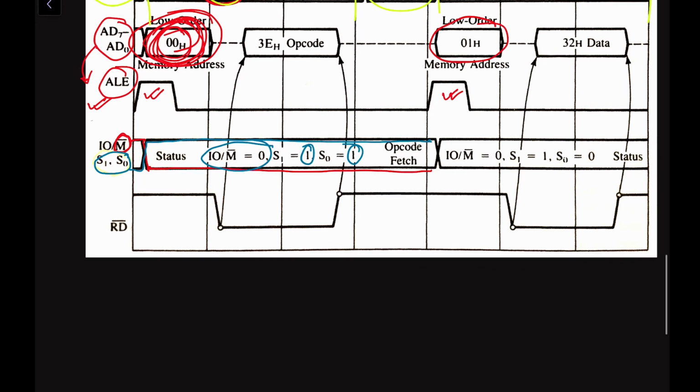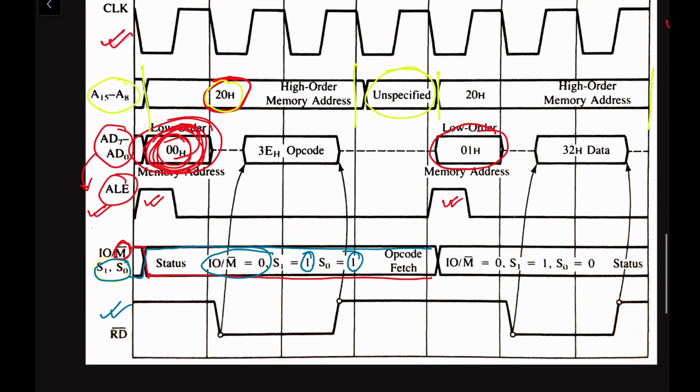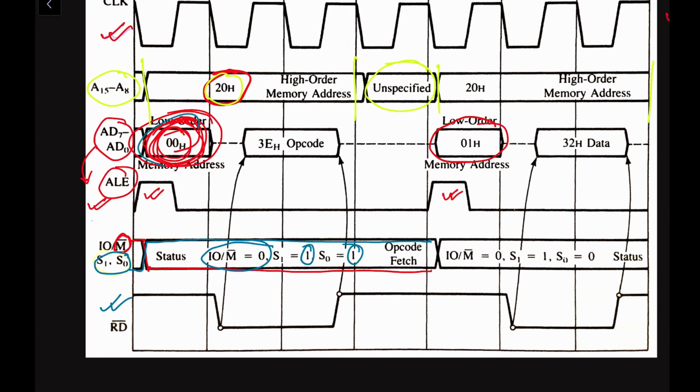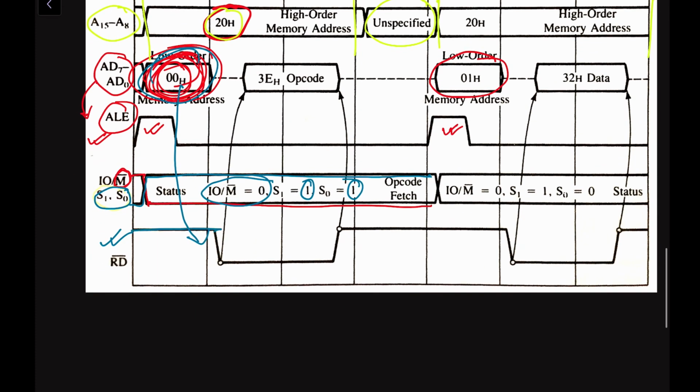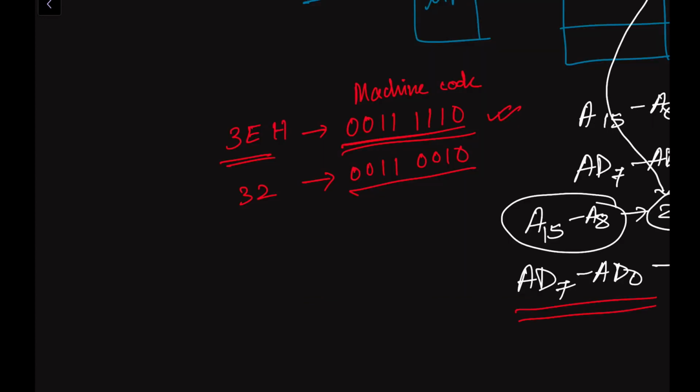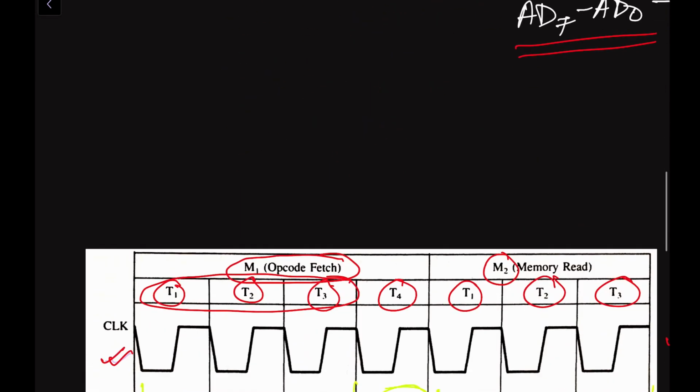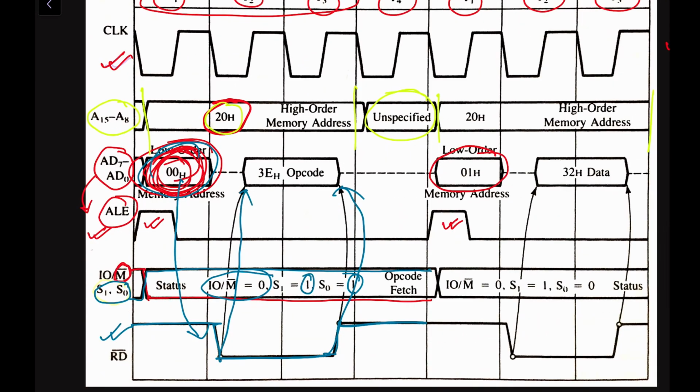Now for the read bar signal, because the opcode fetch as well as the memory read are both read operations, after getting the address, the read bar signal will go low in the microprocessor. When this read bar signal goes low, because it is an active low signal, the data will be loaded onto the data bus. So during the opcode fetch operation, we have to fetch the opcode from the memory. This is 20H and this is 00H, so this is the 2000H memory address.